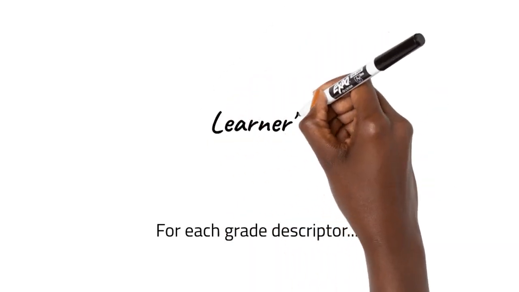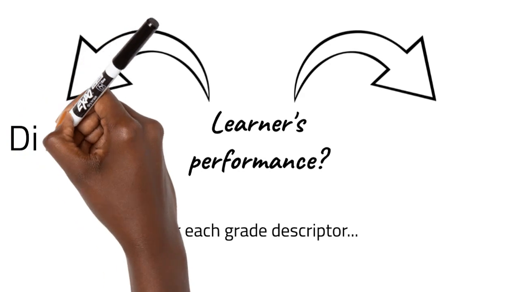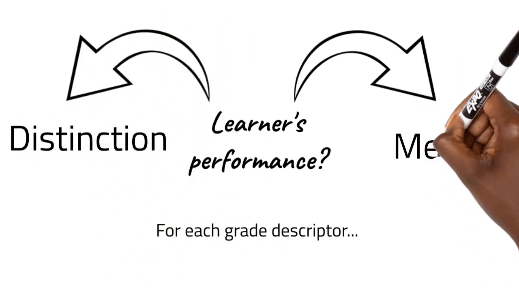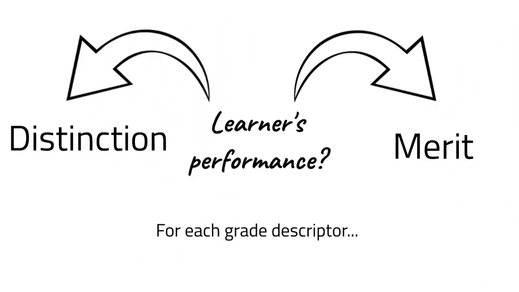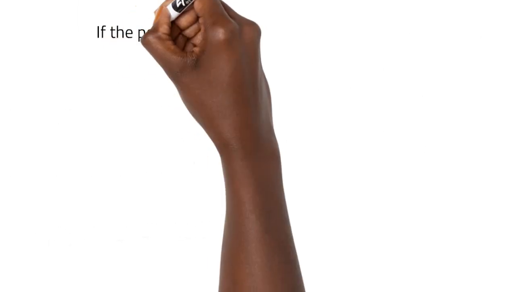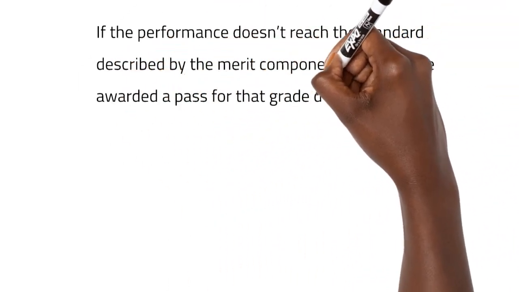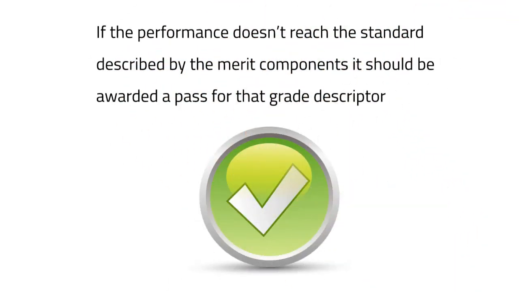For each grade descriptor, a judgment is made on whether the learner's performance is better described by the distinction or merit components and graded accordingly. If the performance doesn't reach the standard described by the merit components, it should be awarded a pass for that grade descriptor.